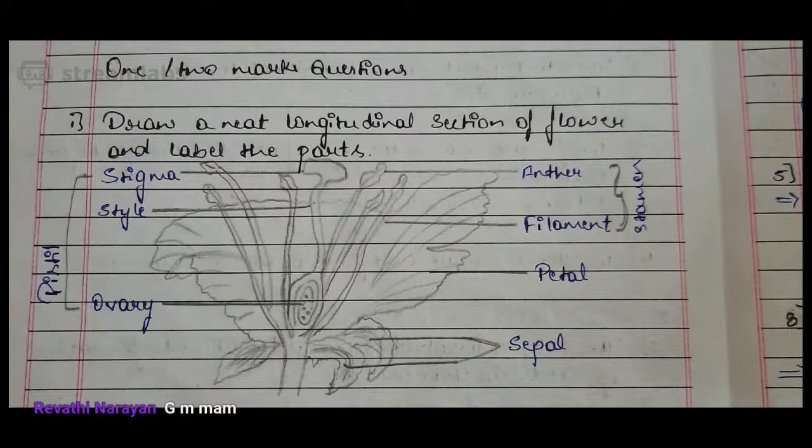Stamens have 2 parts, that is anther and filament. I'll repeat, this is a question frequently asked in the board exam. What are the parts of stamen? The stamen has 2 parts, that is anther and filament. And the center one, gynoecium. Gynoecium has 3 parts. Gynoecium, the other name is pistil. It has 3 parts, stigma, style, and ovary. So these are the questions asked on this diagram, and this diagram is there for the examination.